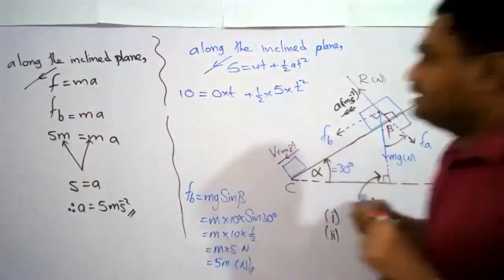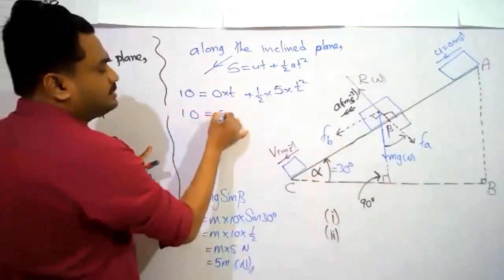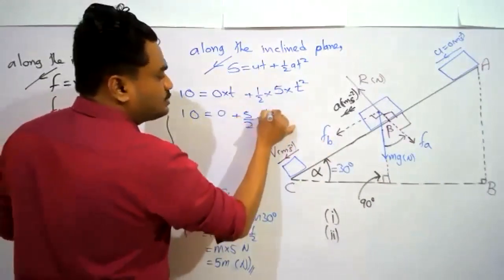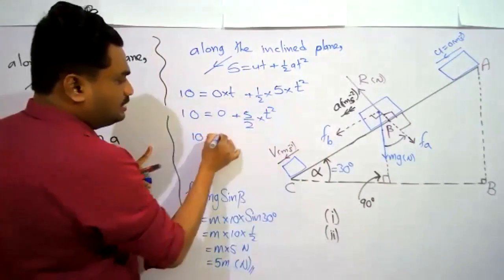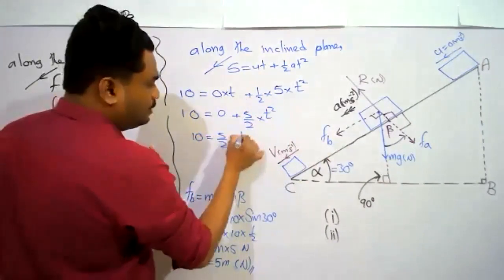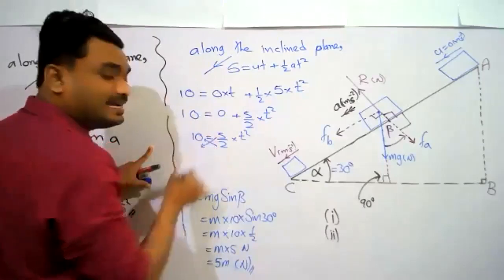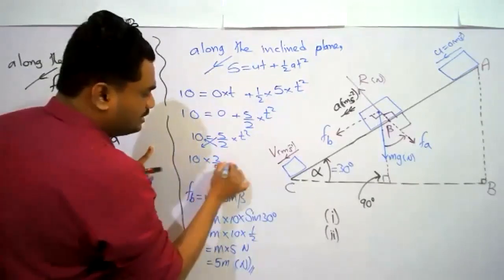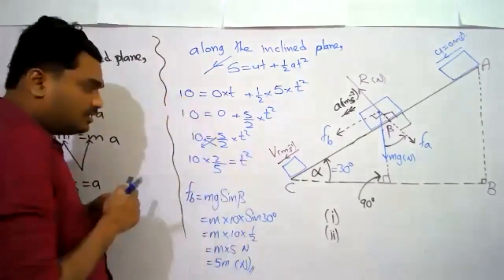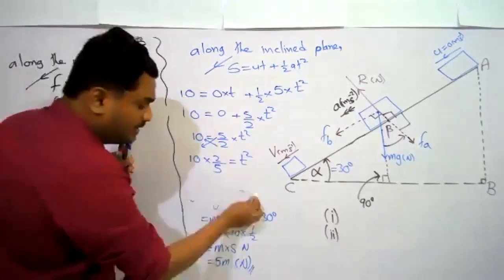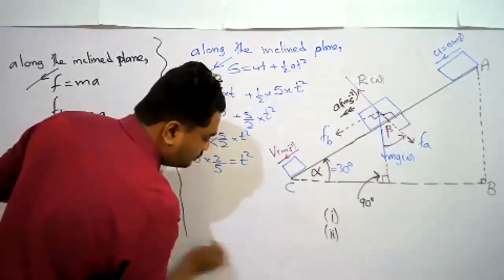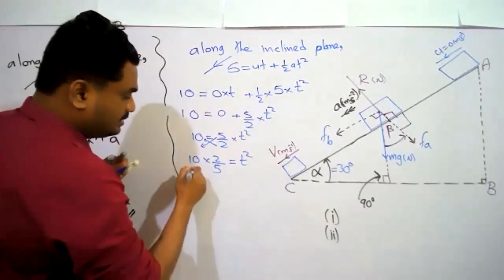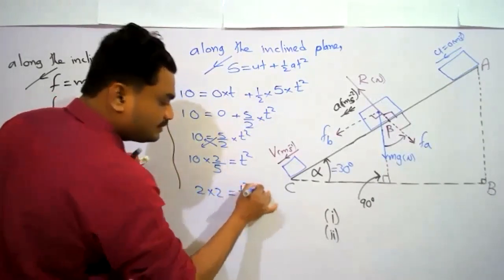What's the time taken? 10 equals 0 into anything is 0, plus half into 5, which is 5 over 2 times t square. So 10 equals 5 divided by 2 into t square. Take 2 and 5 to this side by cross multiplication. 10, 2 comes up, 5 goes down, and you get t square. 10 can be divided by 5. 10 divided by 5 is 2. So you get 2 times 2 equals t square.